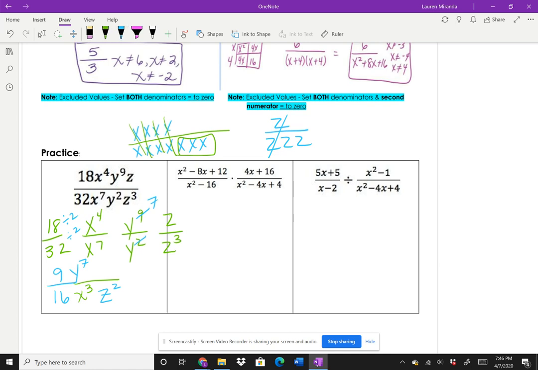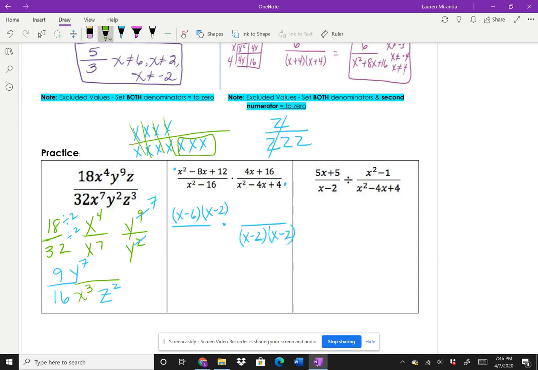The second example, a lot of factoring here. In my top, so let's go ahead and factor everything first. So here and here, I'm using factor sum. So this is x minus 6 times x minus 2. This denominator is x minus 2 times x minus 2.